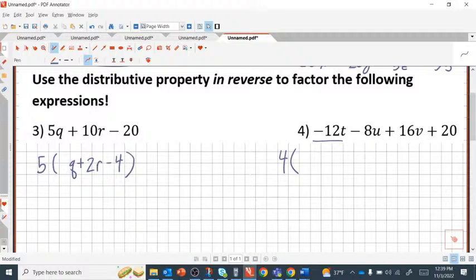And so, Josie, what times 4 would give me my negative 12t? 3. 3t? And then how about, what would give me my negative 8u? 2. 2u. How about my plus 16? 4. 4v. And then my plus 20? 5. What about signage here? How am I going to fill these in with plus or minuses? Let's see here. What's going to go right here? A negative, because it was a negative 12. And how about right here? Plus. Okay, how about right here? Plus.